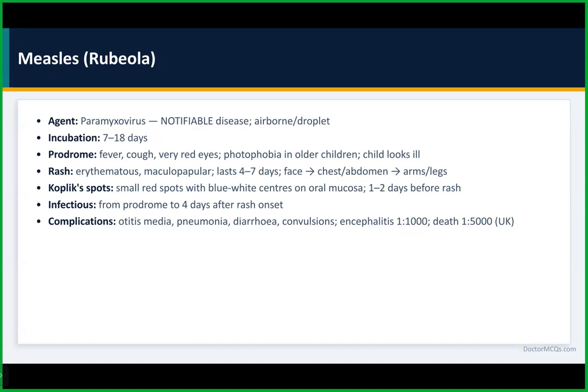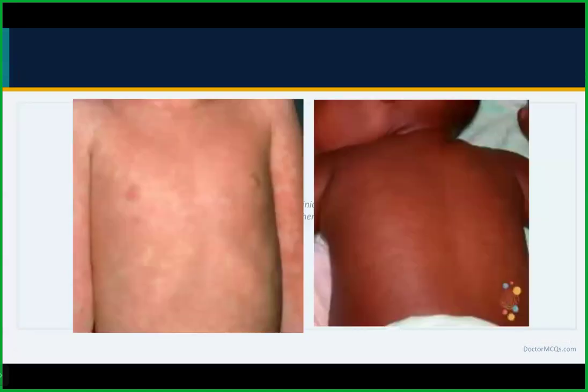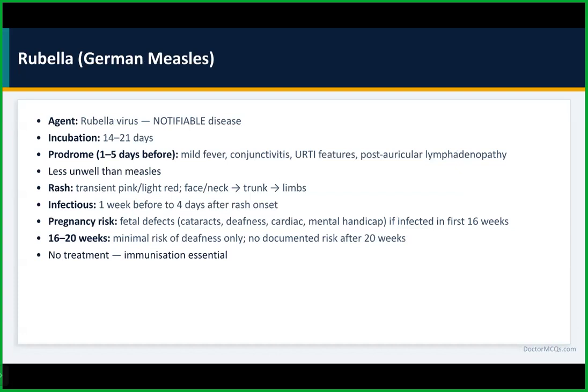Since it's viral, we are not going to give any antibiotics in this condition. Complications might include otitis media, pneumonia, diarrhea, convulsions, but it's very important to give the supportive treatment. It can be seen like this in the dark skin, and here in the lighter skin. It's kind of difficult to diagnose in the darker skin, but again, the pattern of distribution is one of the important things to ask from the mother.